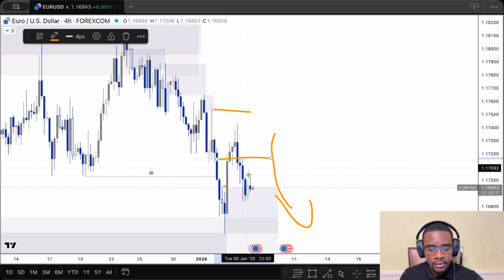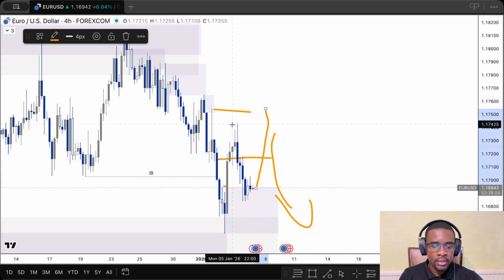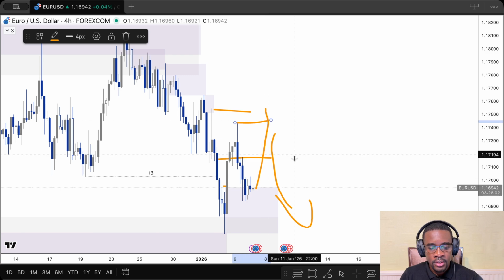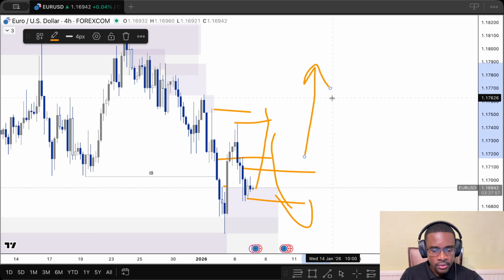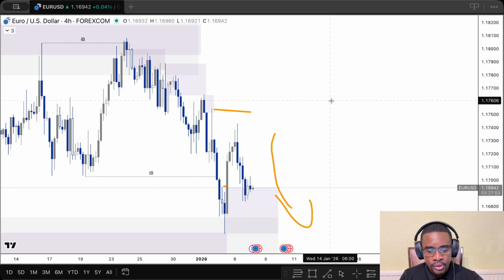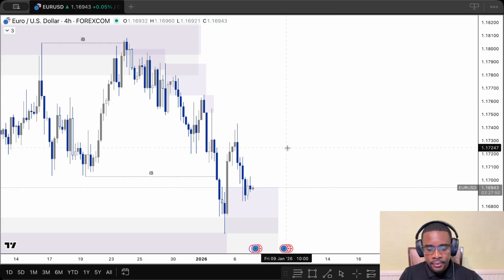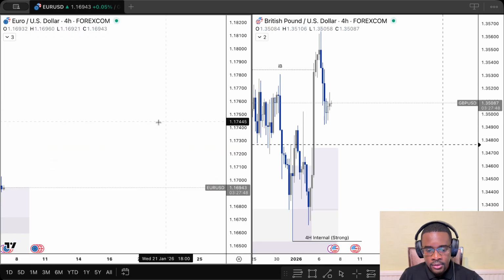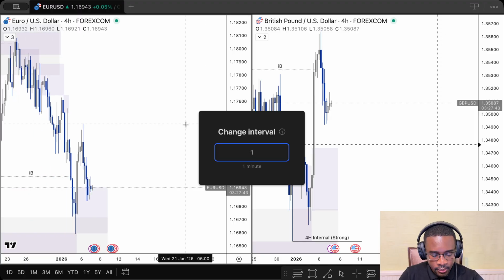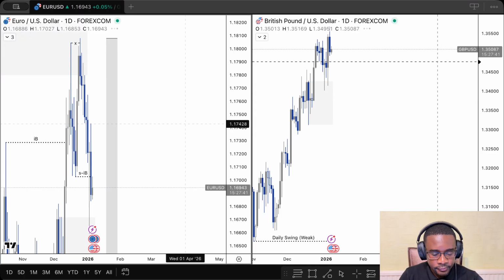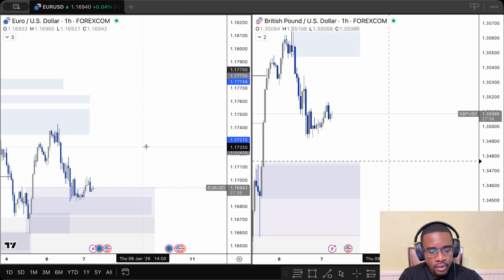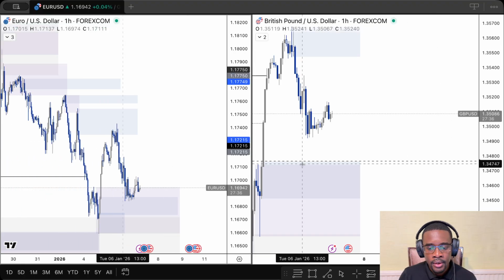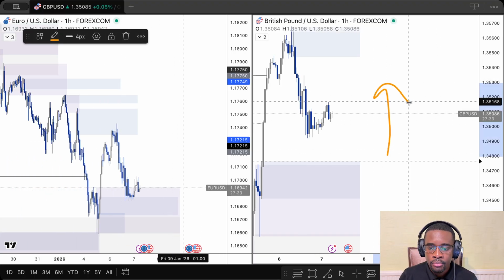All right, and then once we break structure here, then it will be all systems bullish. Okay, then it will be all systems bullish. But yeah, this is the analysis for the day. It's a lot clearer on the pound because the pound is bullish all the way through.